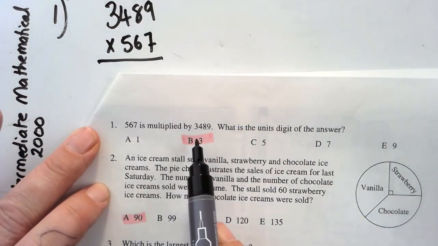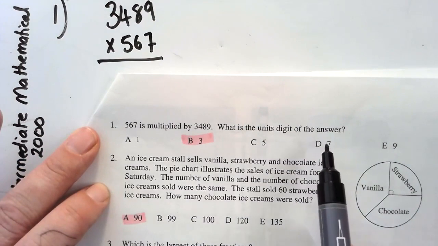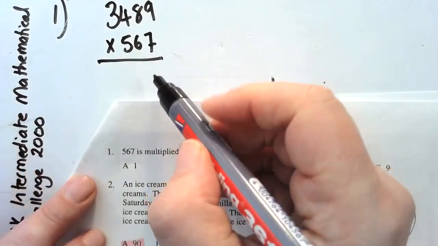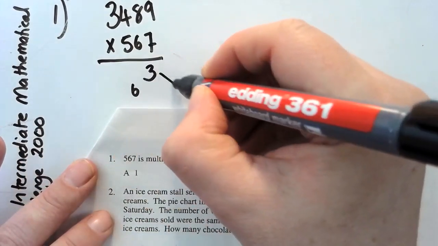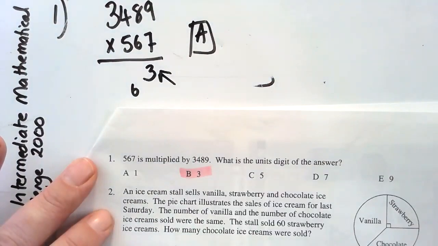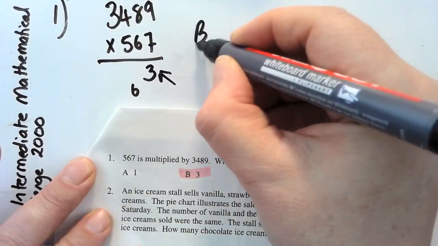367 is multiplied by 3,489. What is the units digit of the answer? 9 multiplied by 7 is 63. And therefore this is the units digit, which is the answer A. No, it's not. It's the answer B. B is 3.